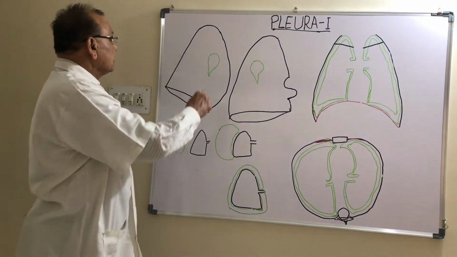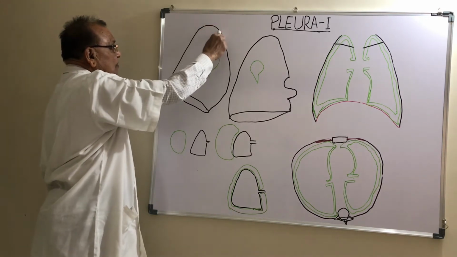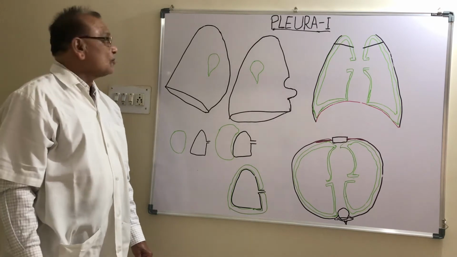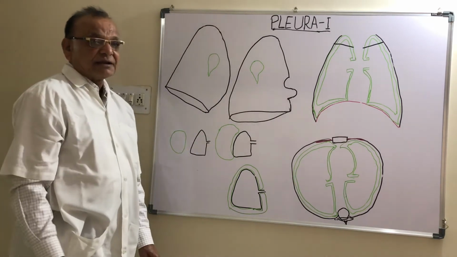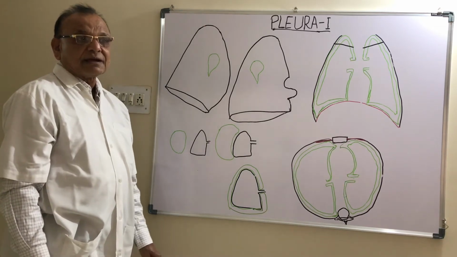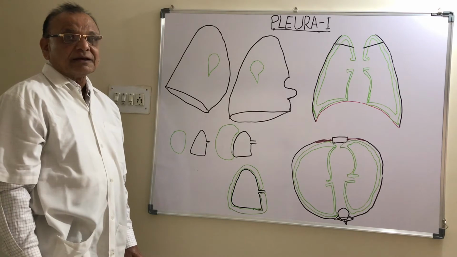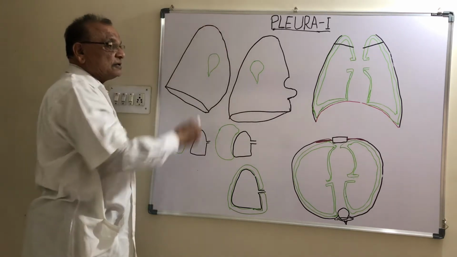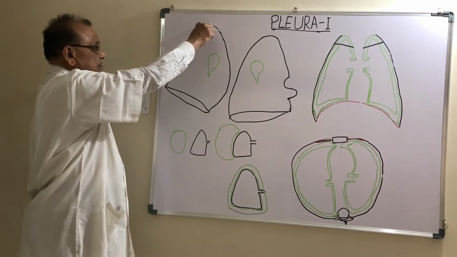See, in the right lung, this upper narrow part of the lung is called the apex, and this apex is situated at the root of the neck in the inlet of thorax. So the upper narrow part of the lung situated in the inlet of thorax is known as the apex.